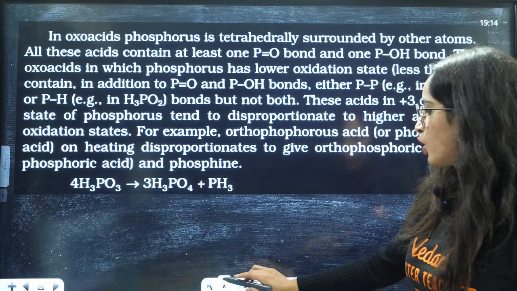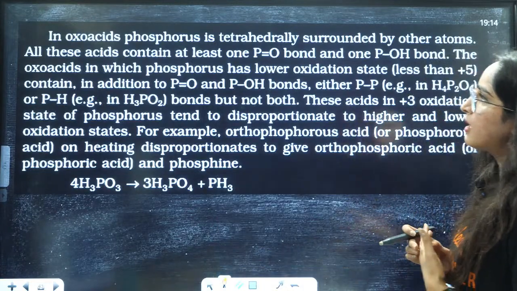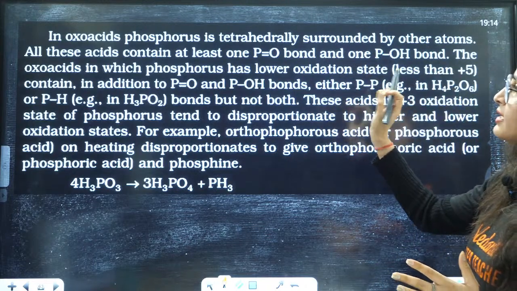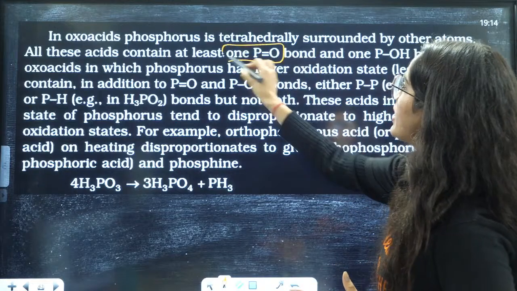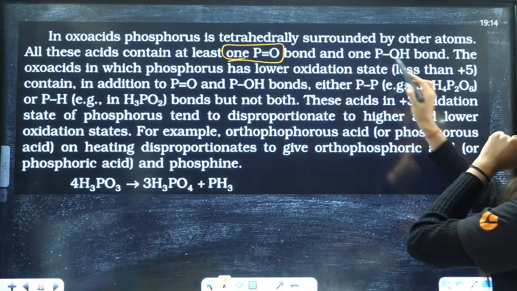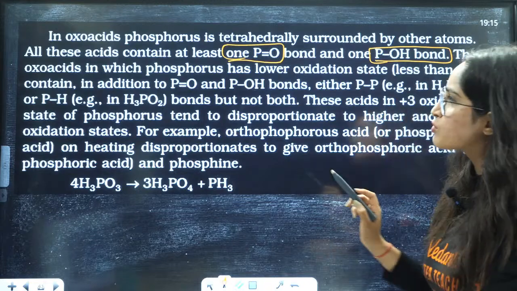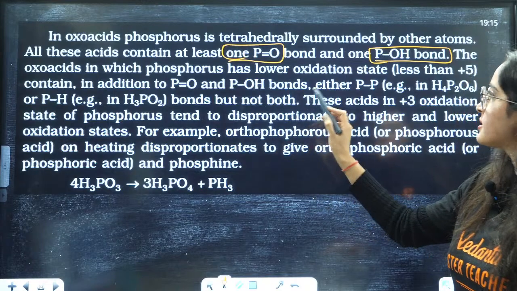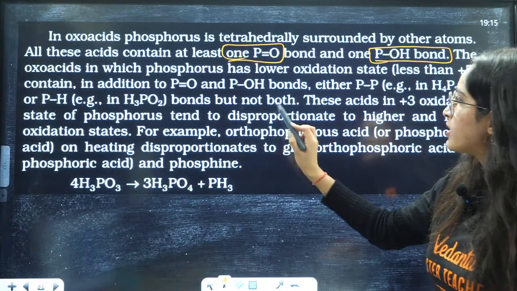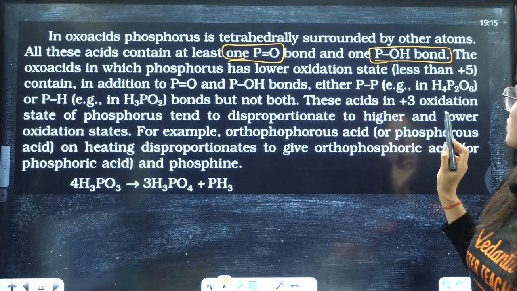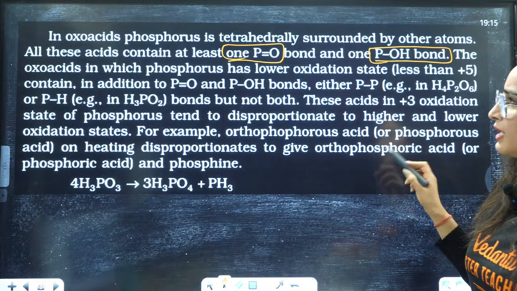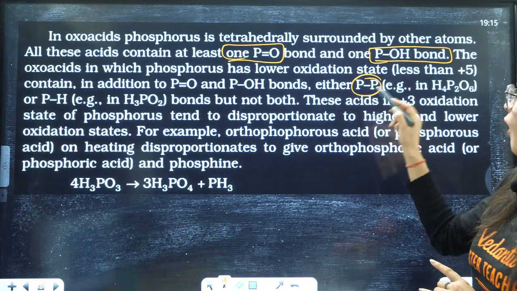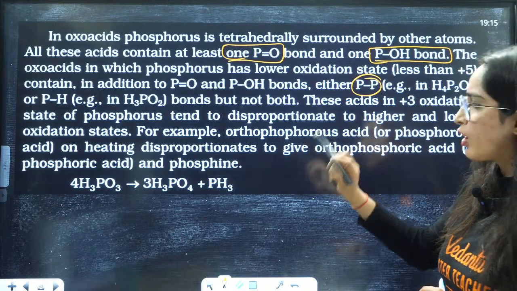Next, in oxoacids, phosphorus is tetrahedrally surrounded by 4 atoms. All these acids contain at least one P=O bond and one P-OH bond, as we have seen. The oxoacids in which phosphorus has a lower oxidation state contain, in addition to this, either P-P or P-H bonds but not both. Lower oxidation state means less than +5.